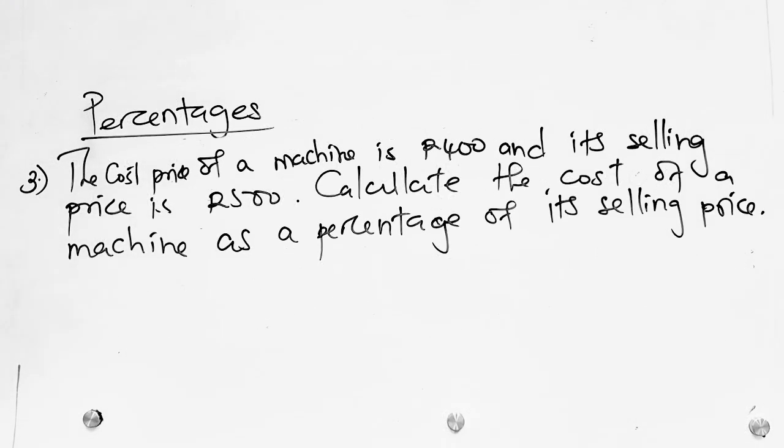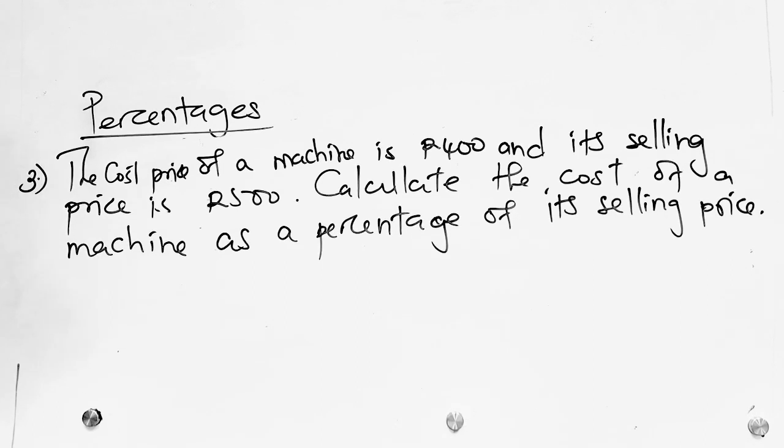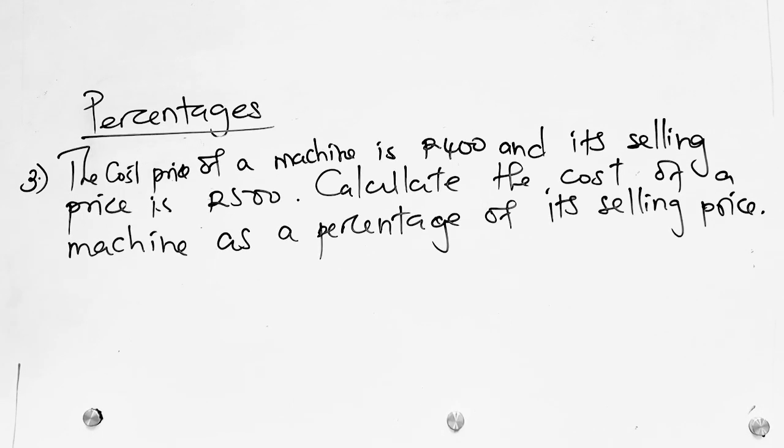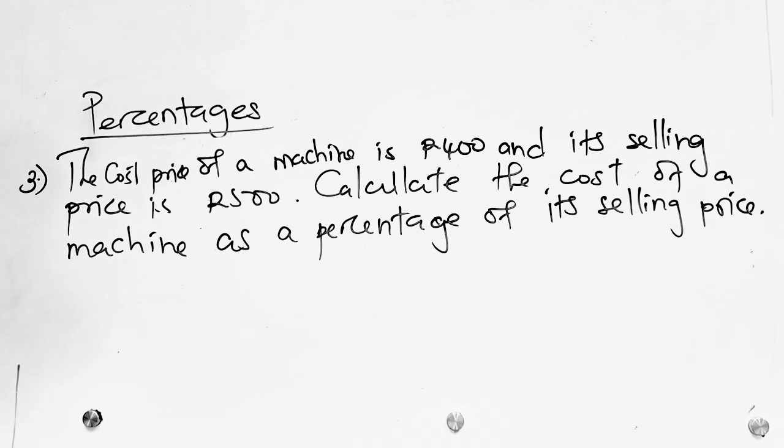The cost of a machine is 400 Rand and its selling price is 500 Rand. Calculate the cost of a machine as a percentage of its selling price. So in this case, we want to express 400 over 500 as a percentage. That's what the question is asking us to do. So we must know our cost price of a machine, which is 400 Rand, and its selling price is 500 Rand.